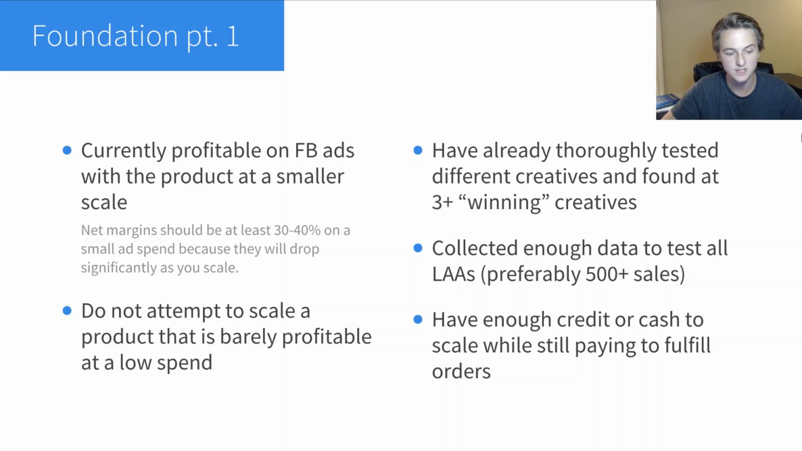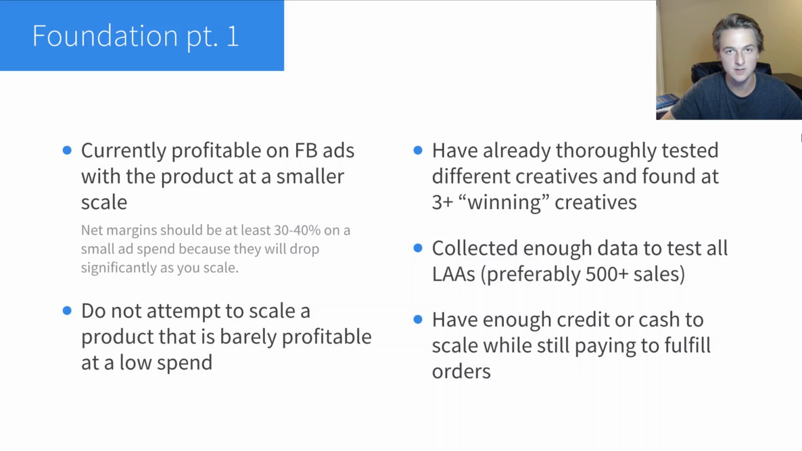Your net margins should be at least 30 to 40% on a small ad spend, because like I mentioned at the start of the video, when you start scaling, your margins will get lower. And so you should only scale a product that you've been profitable with at a lower ad spend and that you know has been proven to work, and then you can start scaling it, and your margins will gradually decline, but you'll do a lot more volume and you'll therefore make more profit. So I repeated that here: do not attempt to scale a product that is barely profitable at a low spend. It's not going to work well.